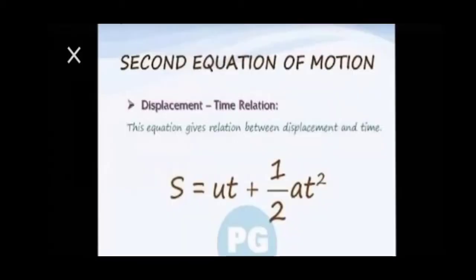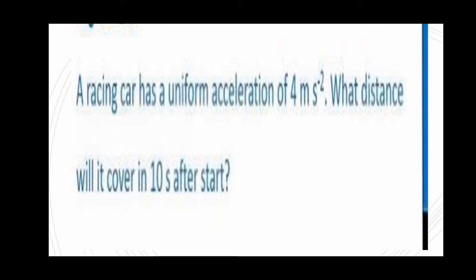The second equation of motion gives the displacement time relation. We know that the second equation of motion is s is equal to ut plus half at square, where s is distance or displacement, u is initial velocity, t is time, and a is acceleration. Let us find the answer of the question.